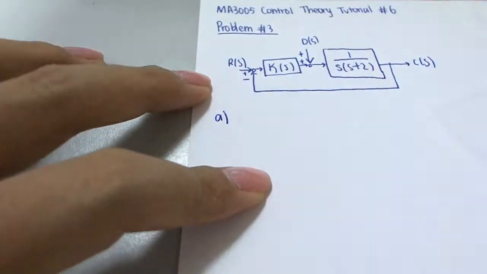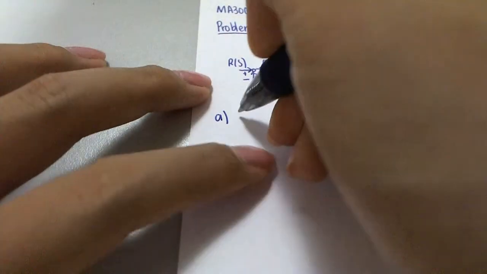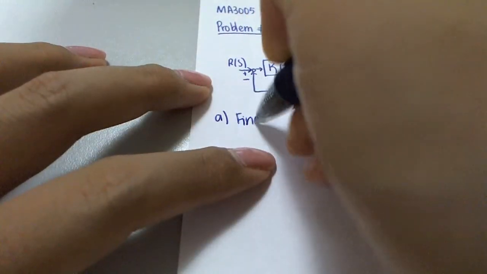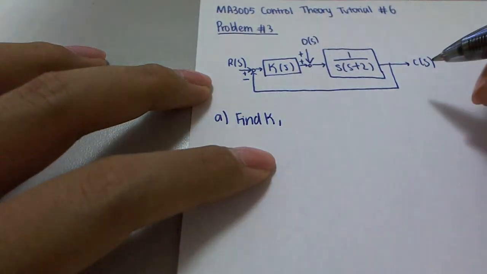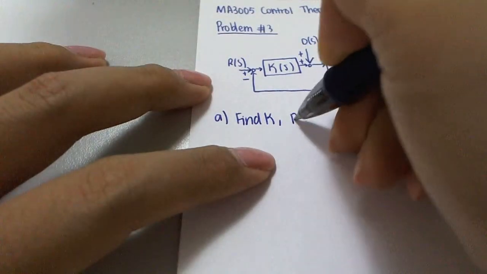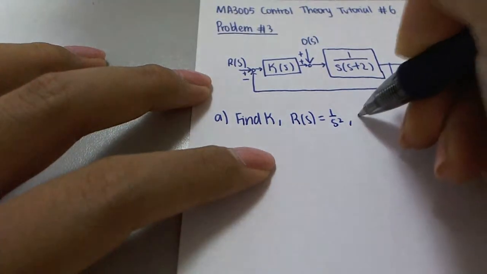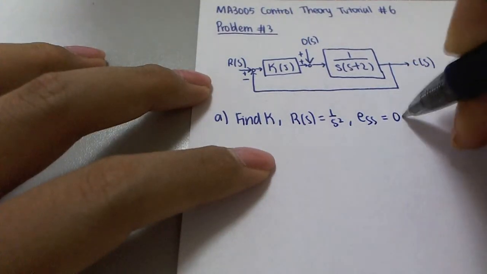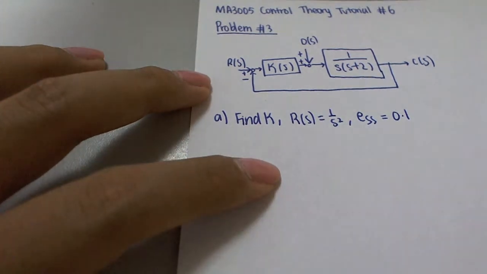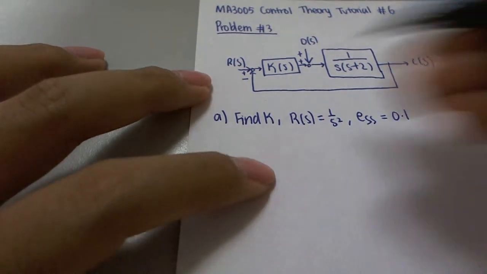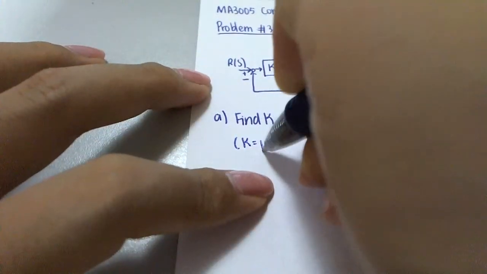First of all is find K such that for a reference input of a unit ramp, we get steady state error equals 0.1. And the question specifically mentions that K is actually proportional.